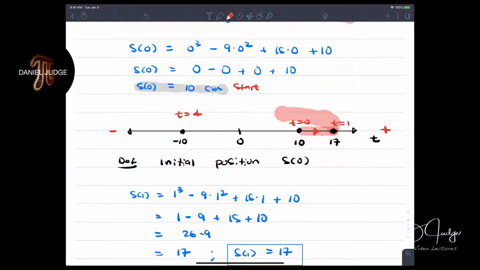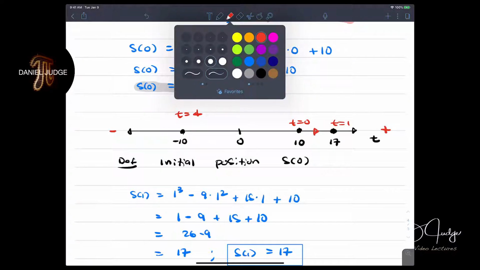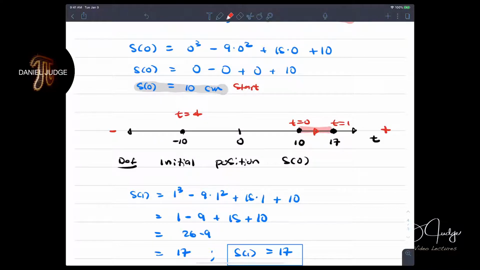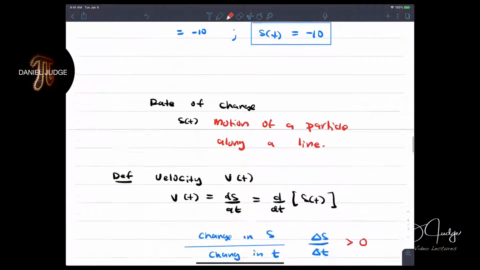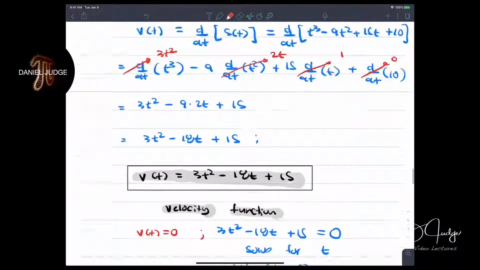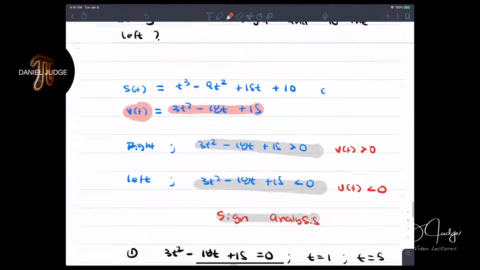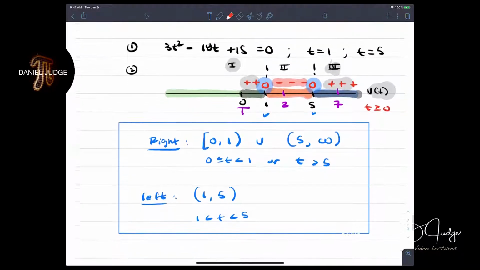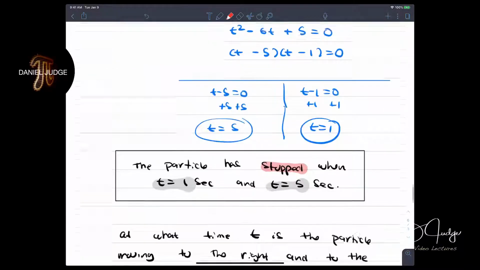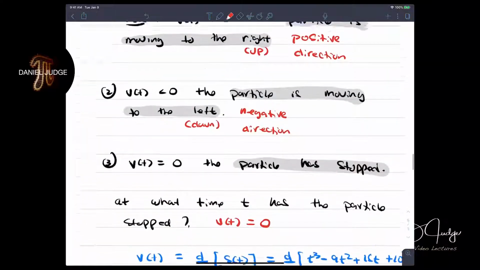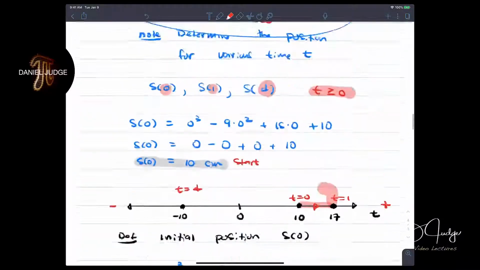Okay, I know that I drew that kind of ugly. Let me see if I can do it again. So from 0 to 1, the particle is going to the right, positive direction. It stopped and it's turned around. So I have to graph this turnaround here. And it's going to the left. What is the time interval it goes to the left? It's going to go to the left up until 5 seconds. So from 1 second to 5 seconds, it's going to the left now.